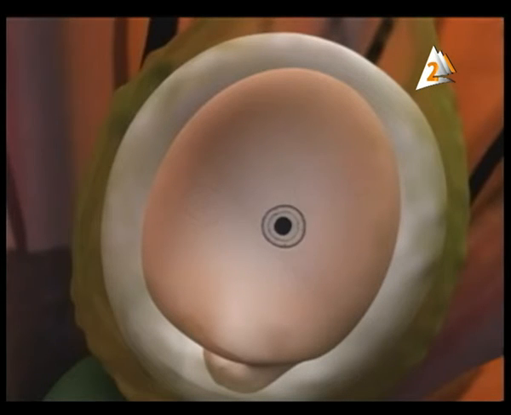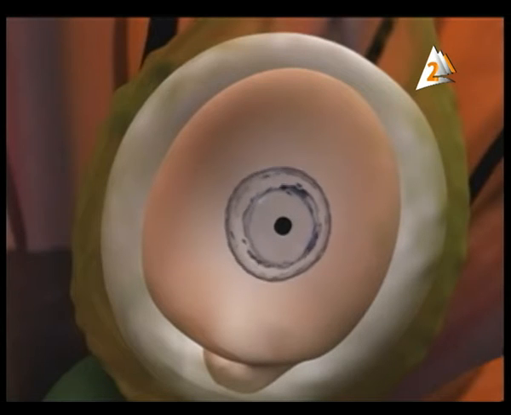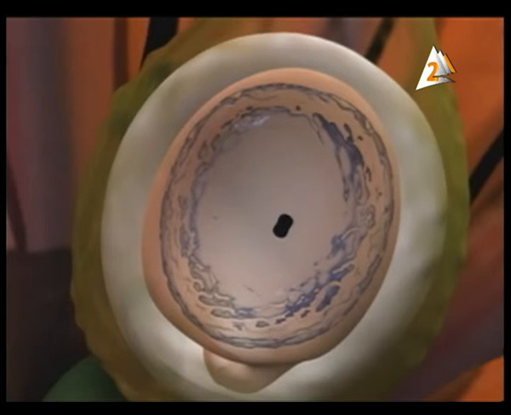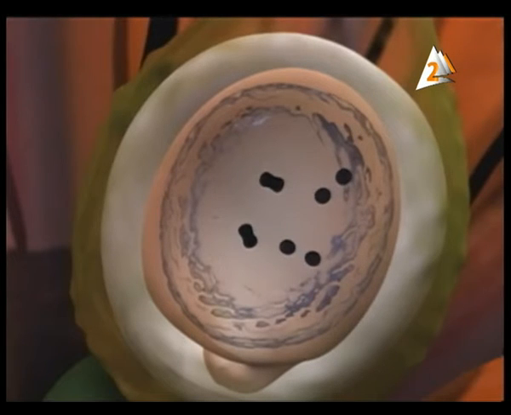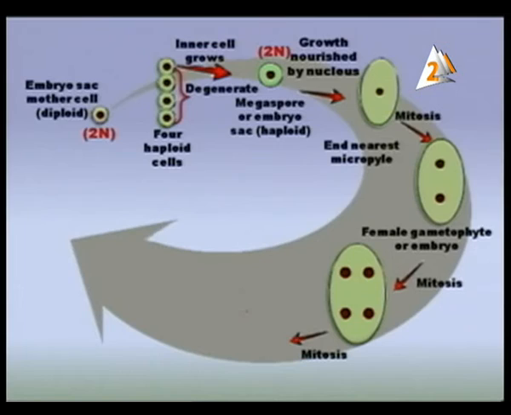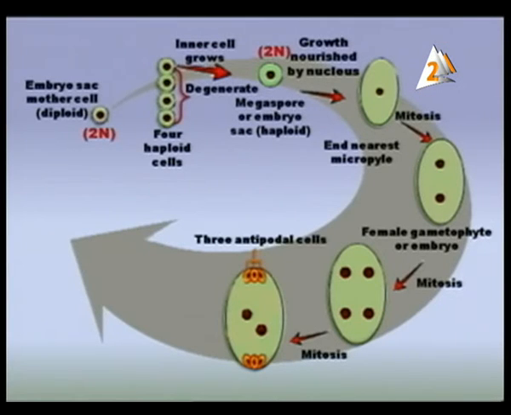The spore mother cell is divided meiotically, giving a row of 4 haploid cells. 3 of them degenerate and the 4th grows rapidly, forming the embryo sac that is surrounded by a nutritive tissue called nucellus. The nucleus is then divided 3 times, giving 8 nuclei. 4 of them migrate to each pole of the embryo sac. One of these 4 migrates to the center, and so they are called the 2 polar nuclei.